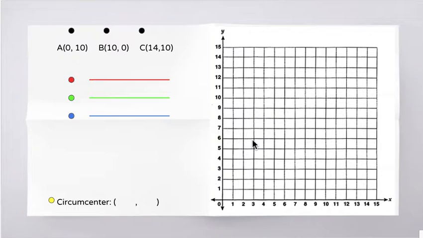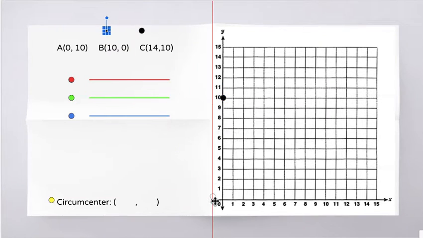To find the circumcenter graphically, the first thing we're going to do is plot the 3 points that create the triangle. The first ordered pair here is at 0, 10. So the first 0 tells me to stay at the origin, and then the 10 is the y value, so go up 10 to plot that point.